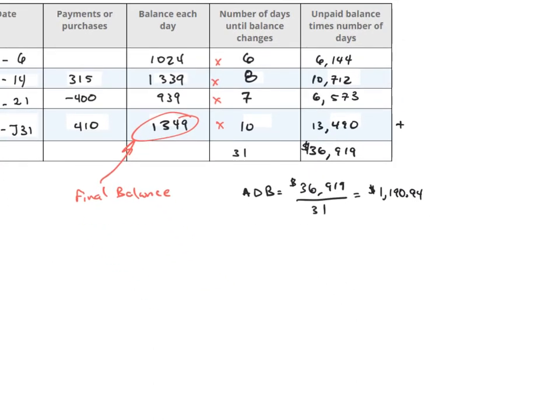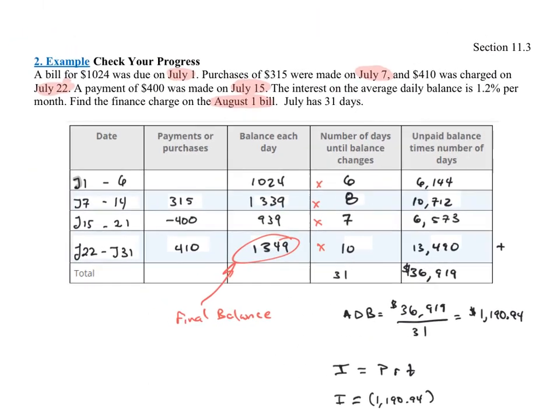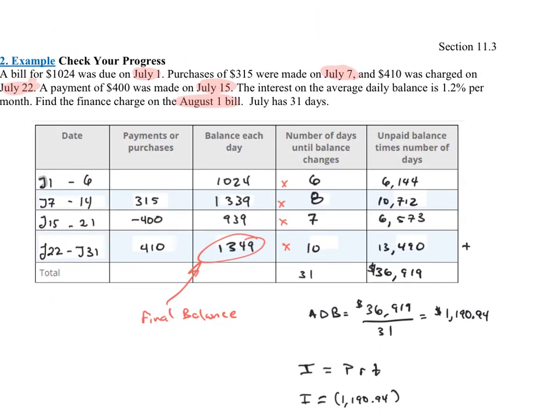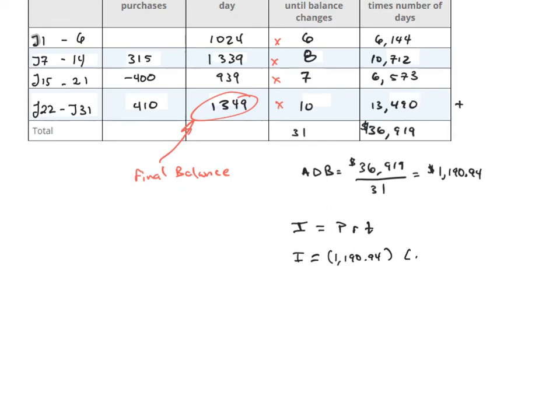Okay, now that I have the average daily balance, I can figure out my finance charge using I equals PRT. Again, P here is your average daily balance, which was the $1,190.94. R here is your monthly interest rate. If we go back to the problem and read, it says it was 1.2% per month. So we're going to multiply that times 0.012. 1.2% is a decimal. The time here is always 1 for 1 month. We plug those numbers into my calculator. I'm getting a finance charge of $14.29. That's the answer to the problem that's in the book.